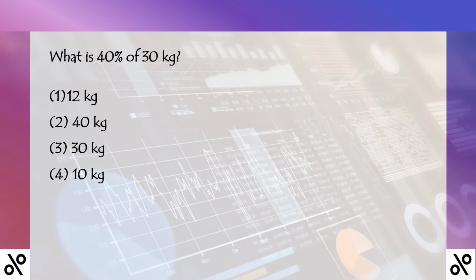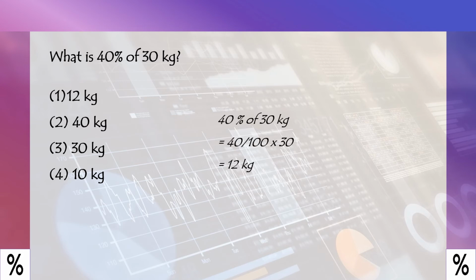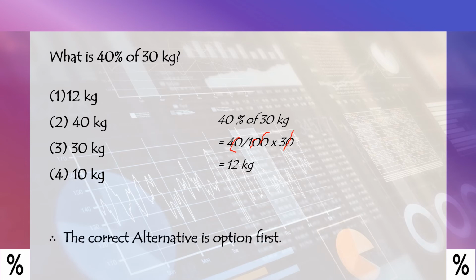Again a simple sum. 40%, so how will you write it down? 40 upon 100 into 30. Simple. Then cancel it and you will get 12 kg as the answer. So 4 threes are 12. This 0 gets cancelled, here this 0, then this 0 and this 0. You're left with 4 into 3, which is equal to 12 kg. So the correct alternative is option first, 12 kg.